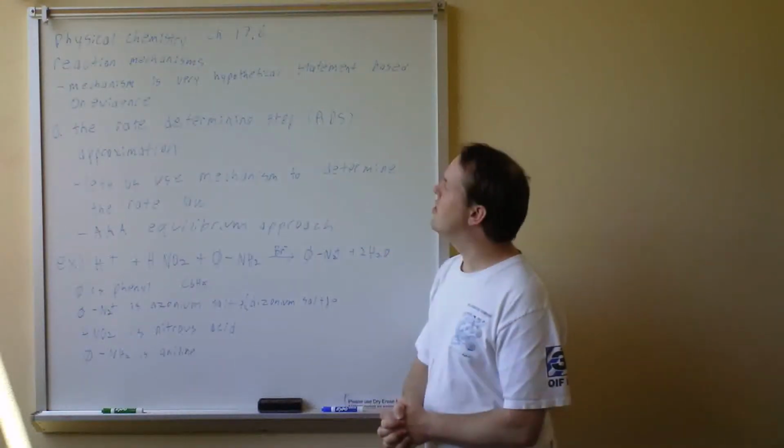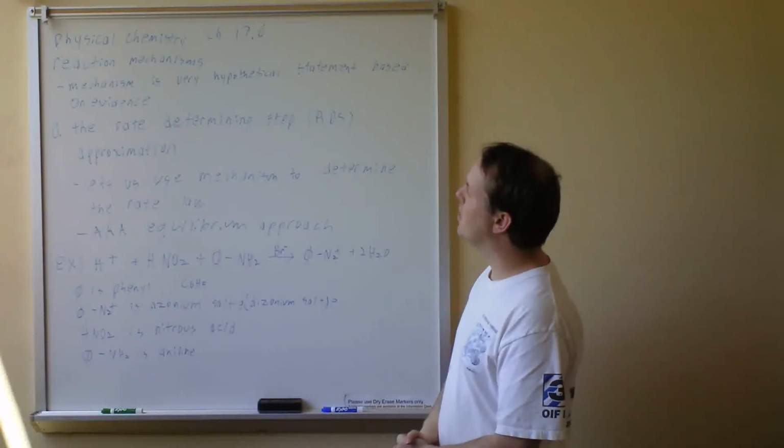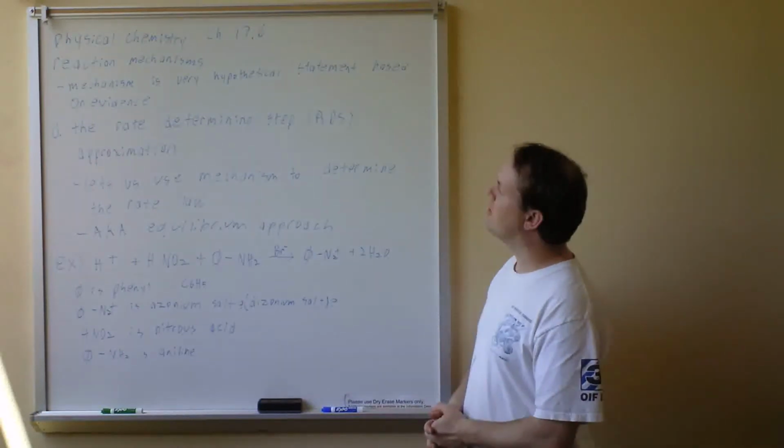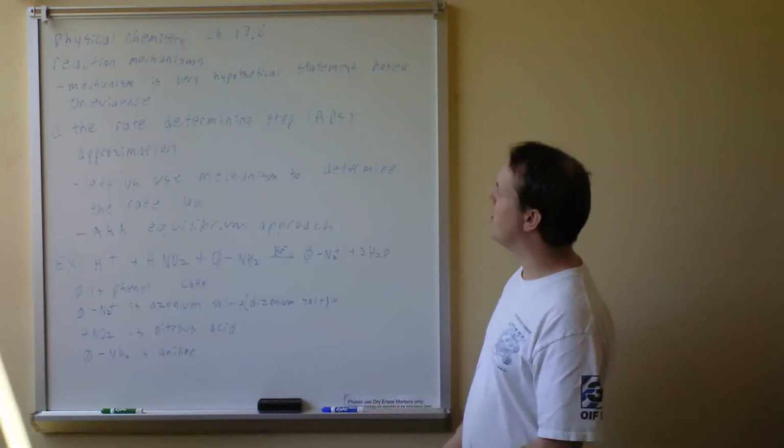This is Physical Chemistry, Chapter 17, Section 6. Now we're going to be talking about reaction mechanisms. A mechanism is a hypothetical situation based on evidence that explains exactly how a reaction takes place.